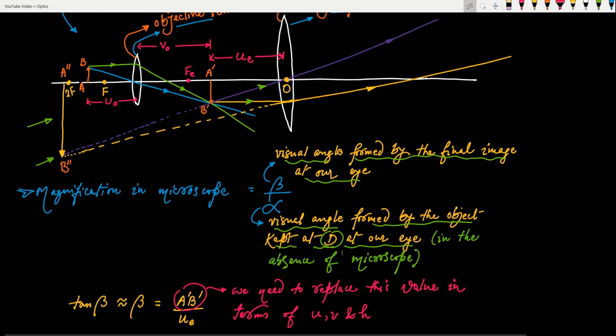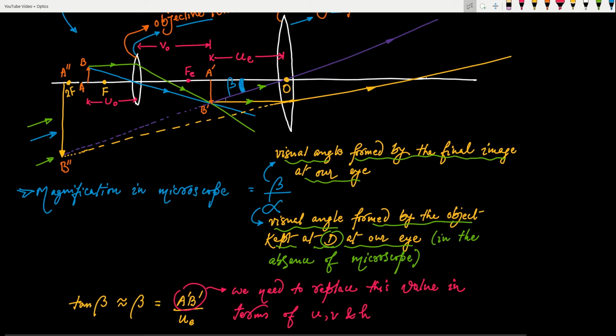Okay, so once this is clear that magnification is beta by alpha, now let's move on and see our diagram, whether we can recognize which one will be beta. Now if you look carefully into the diagram, you'll see that this is A dash B dash, the final image. Therefore, we need the angle subtended by this final image at our eye. So if you look carefully, this angle is the angle subtended at our eye. Therefore, we'll say that this is beta, isn't it?